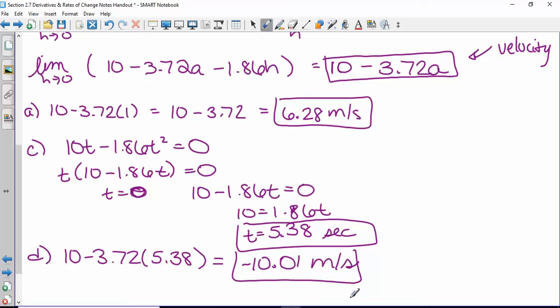Wait, where did 10 minus 3.72 come from? The formula we found when we did our derivative. The very first thing we did. Okay. And then, okay.